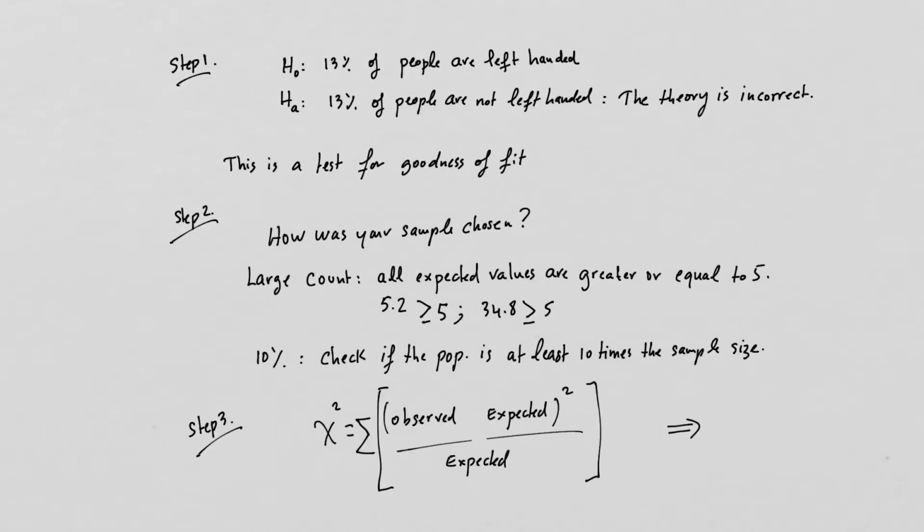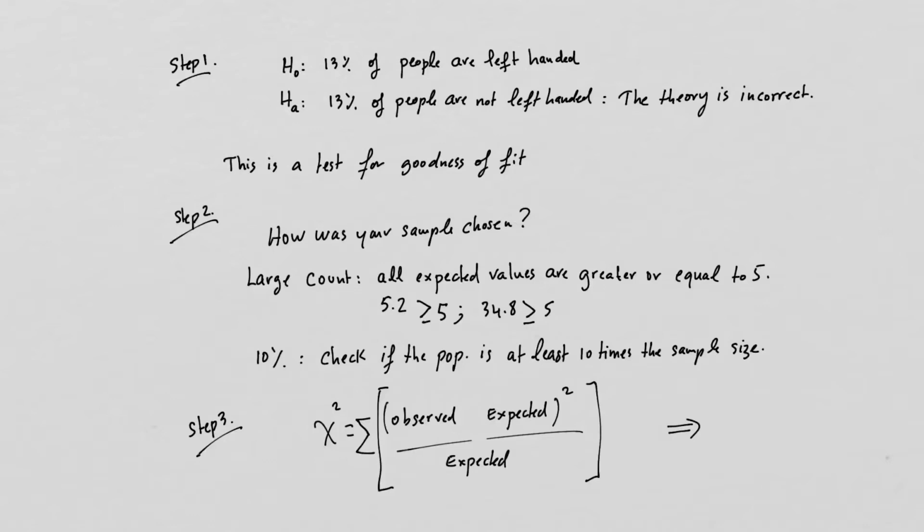So we are running a test, not a confidence interval. H null would mean that 13% of people are left-handed, and the alternative hypothesis would say, no, it's not. The alternative hypothesis says the theory that 13% are left-handed is incorrect. Make sure you locate yourself. This is always helpful, because then you'll know what to do on the calculator. You need to know where you are. This is a test for goodness of fit.